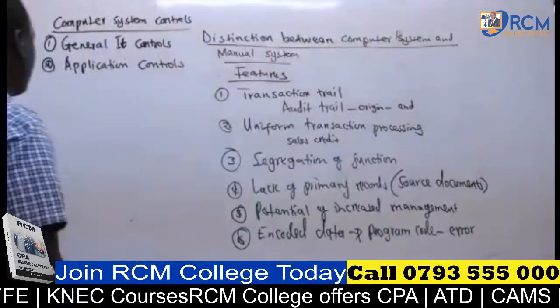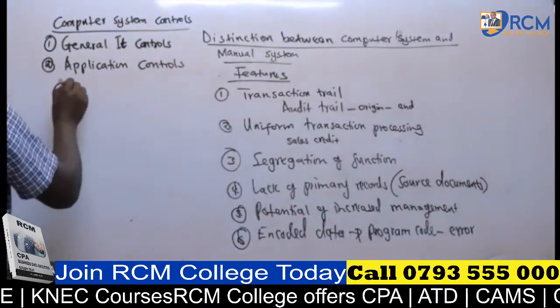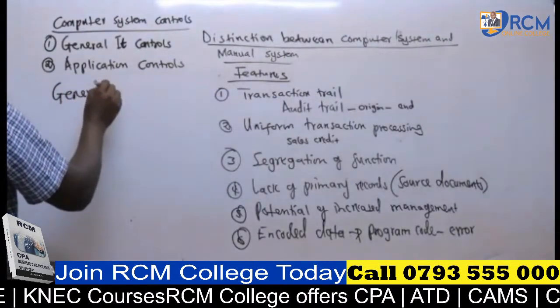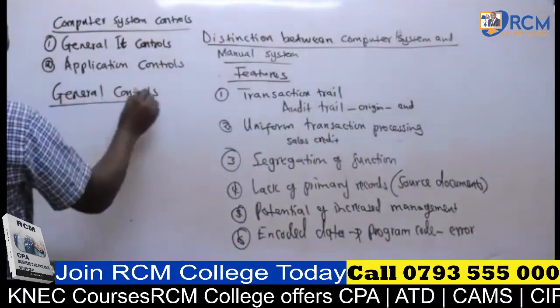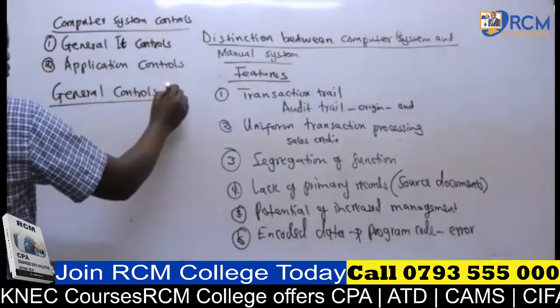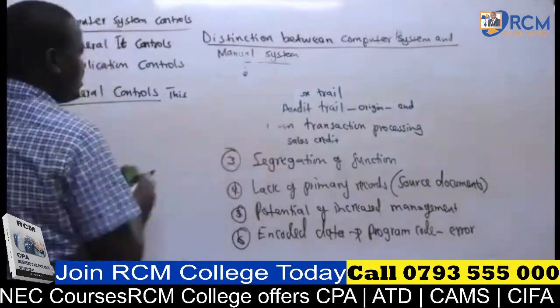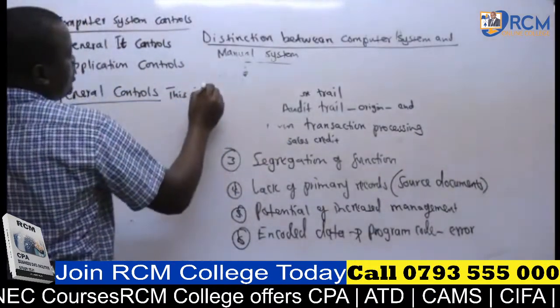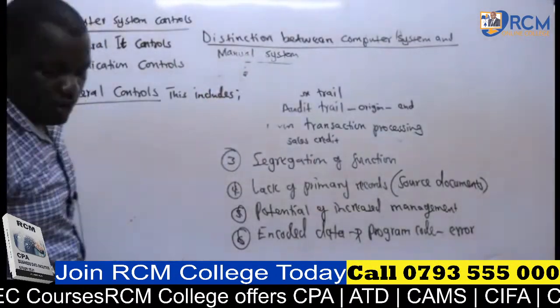So general controls are also divided into three areas. So this includes, though you have them, but we just want to have a summary. This includes one area of that control.